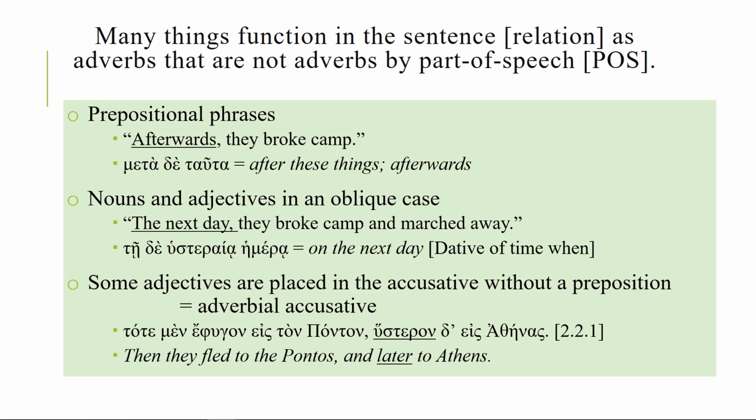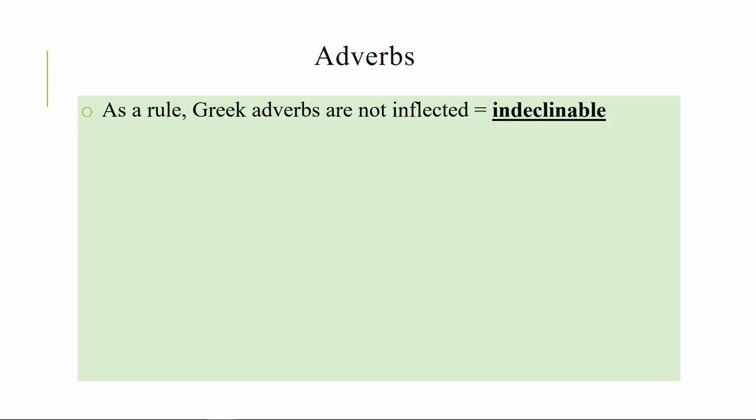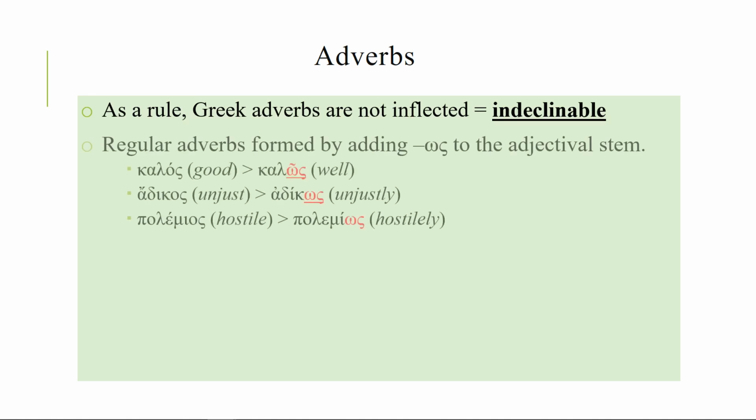But what about the true adverbs themselves? Well, what distinguishes them from all of these things? Well, first off, adverbs as a rule are not inflected. That is, there's one form and one form only of the positive. There's going to be comparative and superlative, so you can have something that is well, more well, or most well. But the adverb itself isn't going to change. In fact, the normal rule is you take any three-ending adjective or two-ending adjective, knock off the -os, and add an omega sigma, and you have yourself an adverb, and then it doesn't decline. This is the form you'll always see.